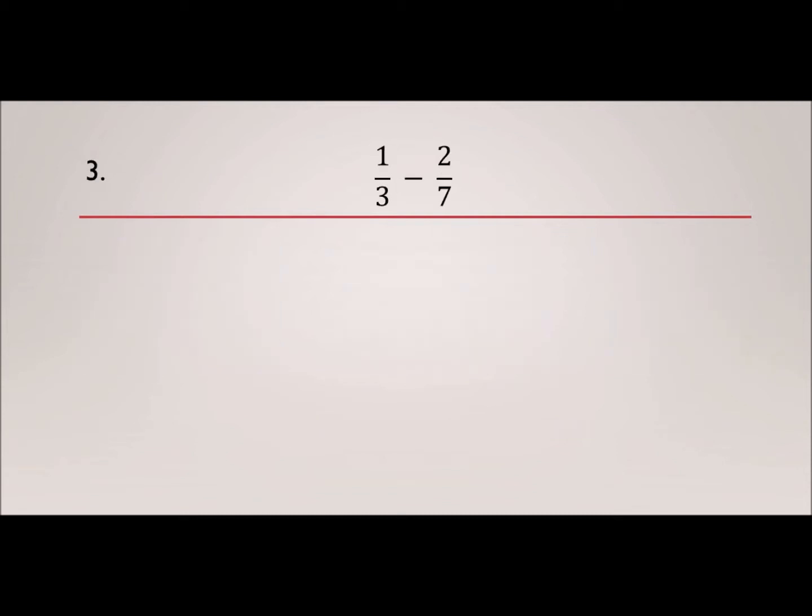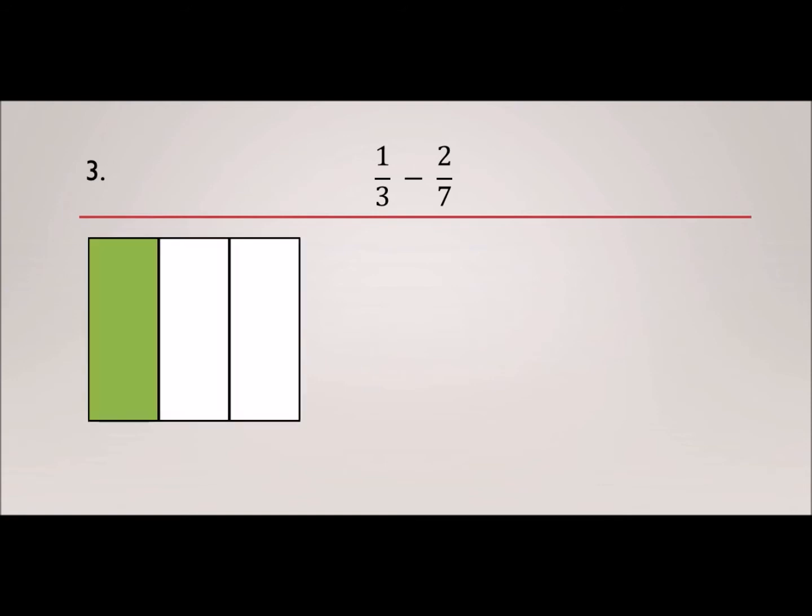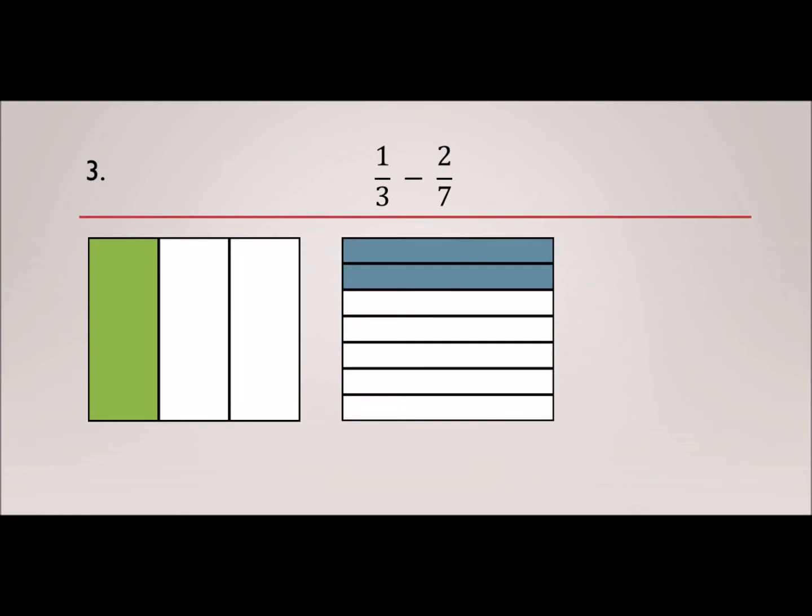Let's try the subtracting, or the minus, or the take away, right? Same concept, but this time we're going to take away, as the students will say. So if we have 1/3 minus 2/7, then we're going to have a box that is divided into 3 parts, and of the 3 parts, only 1 is shaded. Then the second box should have 7 pieces, right? And of the 7, only 2 are shaded.